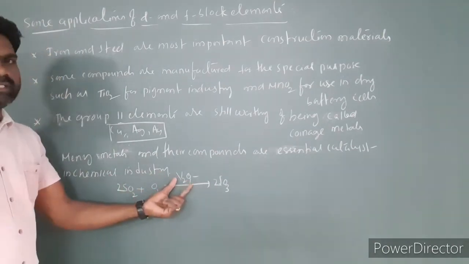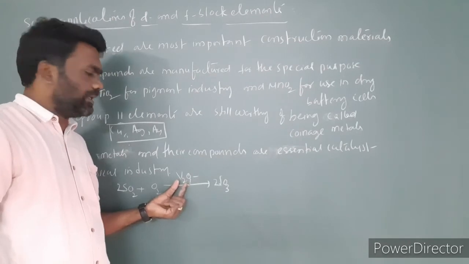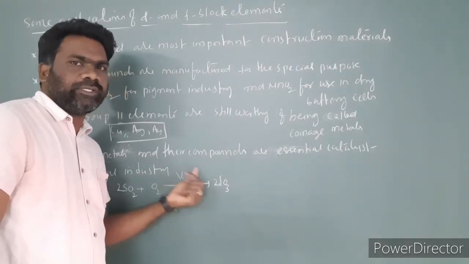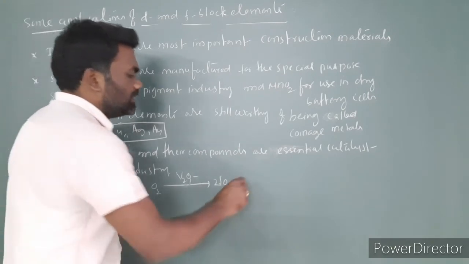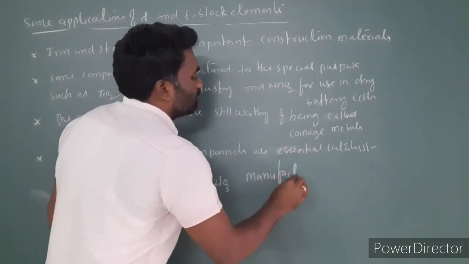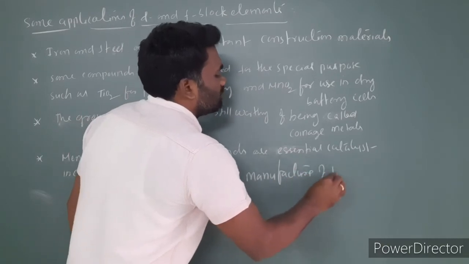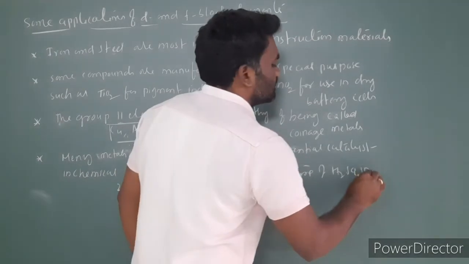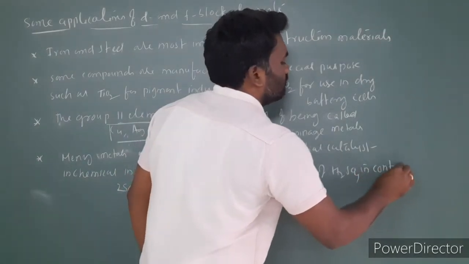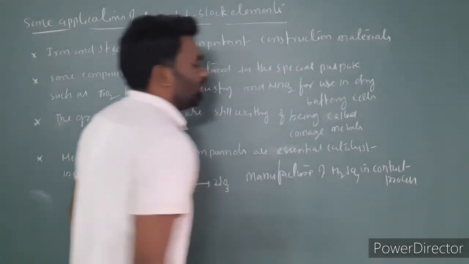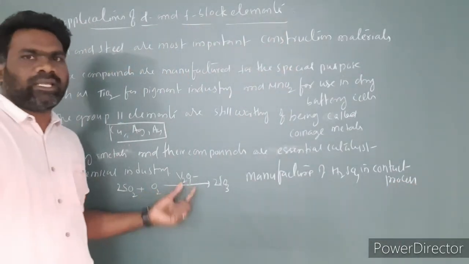Vanadium is a d block element, and its compound is used as a catalyst in the manufacture of sulfuric acid by the contact process. So in the contact process we use vanadium pentoxide as a catalyst.